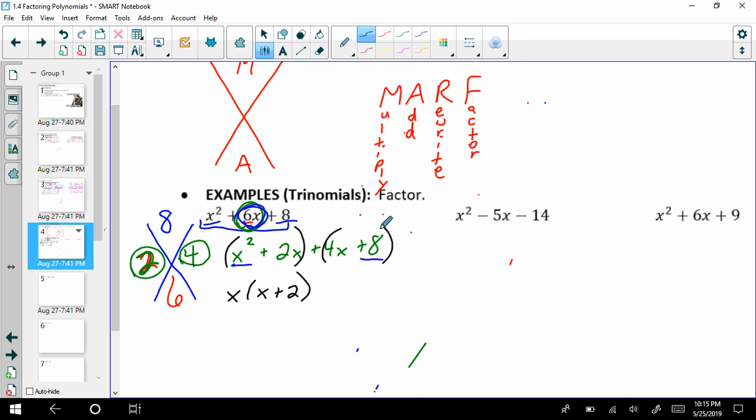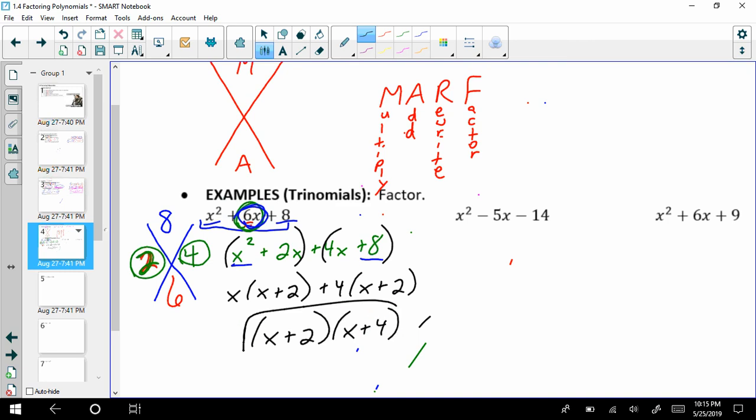From the second group, what do they have in common? Oh, a 4. Notice my two sets match. So I can take the x plus 2 out, and I would have x plus 4 left. There is the factored form.